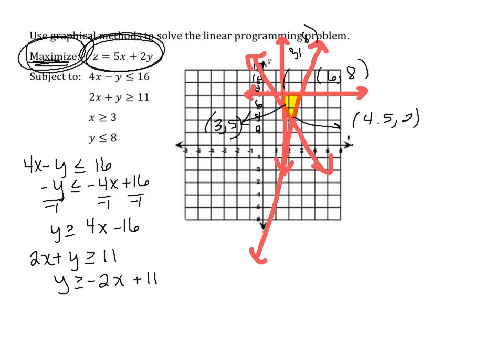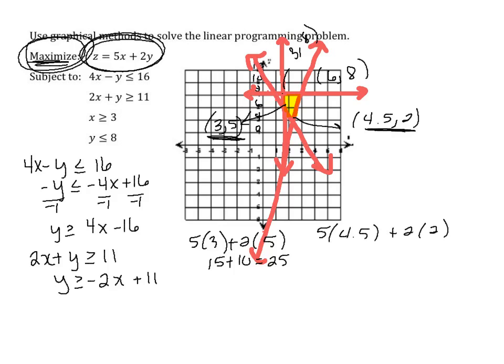So we'll just start with 3, 5. So 5 times 3 plus 2 times 5, 15 plus 10 is 25. Then let's go and check this next. So 5 times 4.5 plus 2 times 2. So we'll have 22.5 plus 4, which is 26.5. So we're already a little bit bigger than the last one we checked.